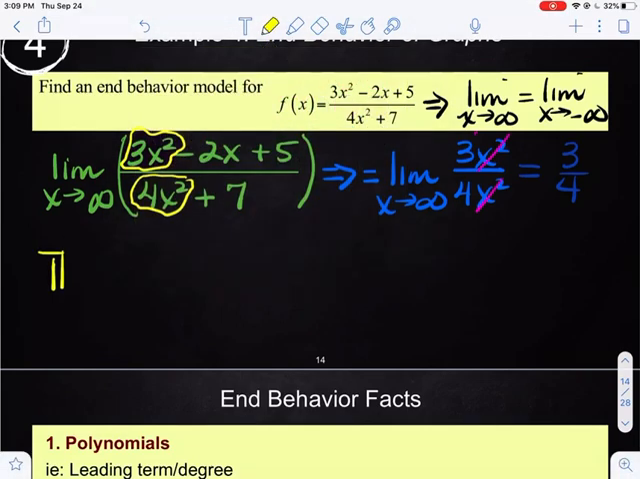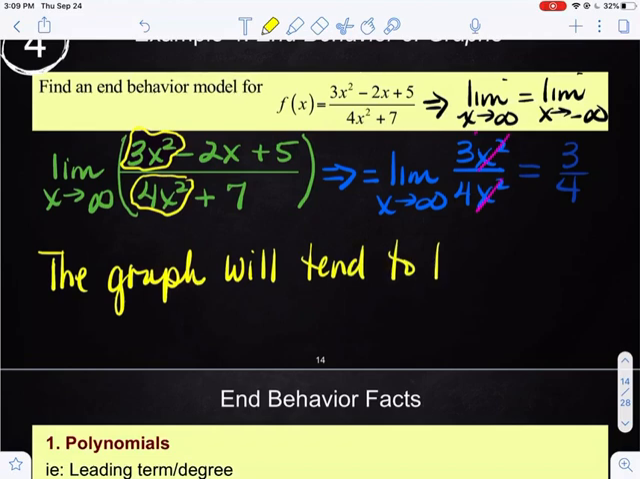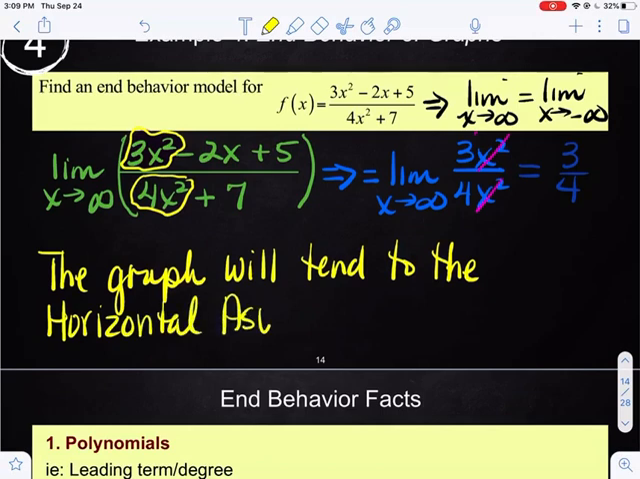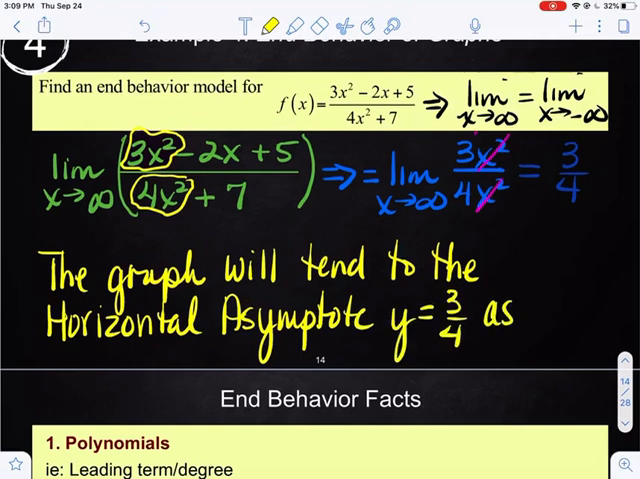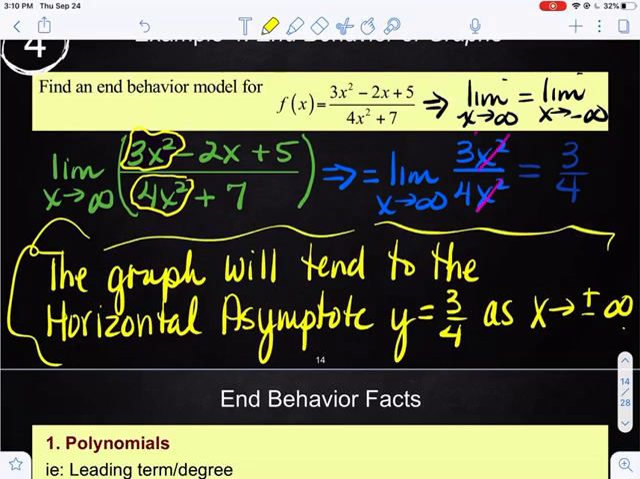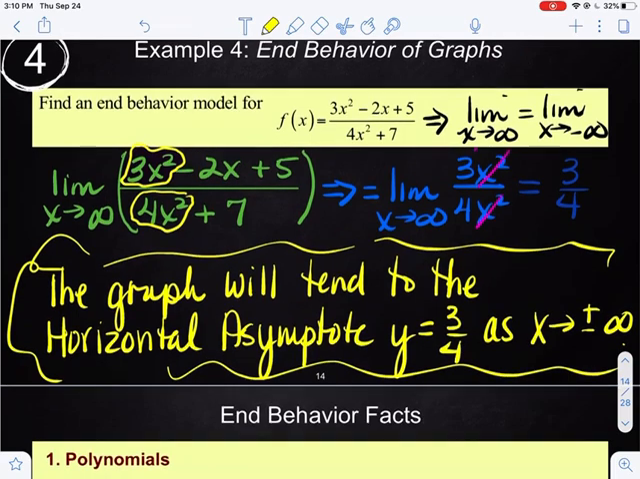So the graph will tend to the horizontal asymptote y is equal to 3/4 as x goes to plus or minus infinity, and that should be enough. So a couple things to remember about polynomials, so end behavior of graphs.